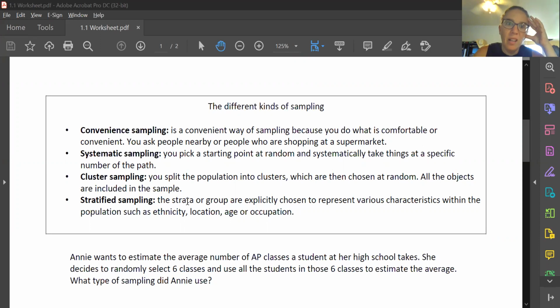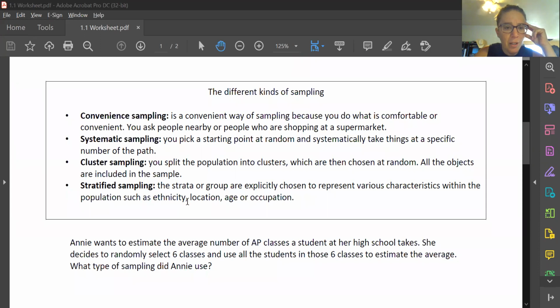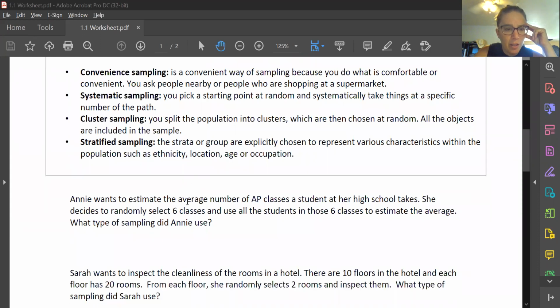Okay, so that was a lot of explaining, but those words get kind of mixed up sometimes. So I'm going to try to keep the words up while we look at these two problems. It says Annie wants to estimate the average number of AP classes a student at her high school takes. She decides to randomly select 6 classes and use all the students in those 6 classes to estimate the average. So we have groups. We have groups of AP classes.